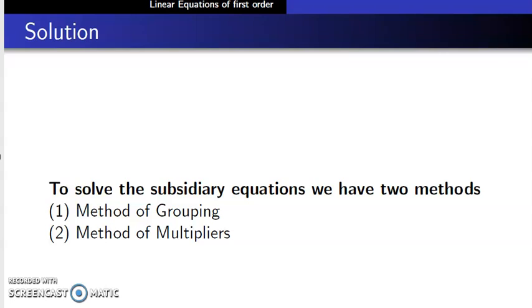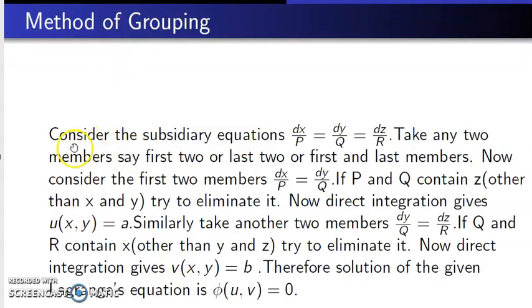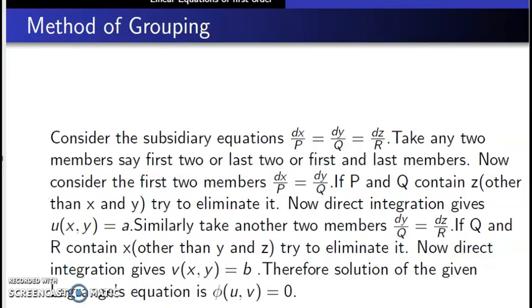Now first one is method of grouping and second one is method of multipliers. So in this video we will discuss the method of grouping. Now method of grouping. Consider the subsidiary equations dx by P is equal to dy by Q is equal to dz by R. For example, if our equation is xp plus yq is equal to z, then we can form the subsidiary equations as dx by x is equal to dy by y is equal to dz by z.